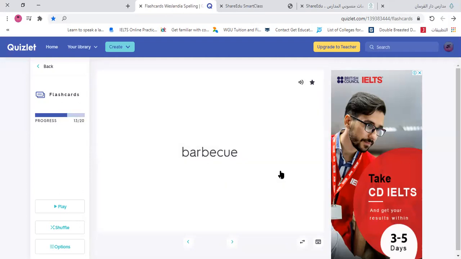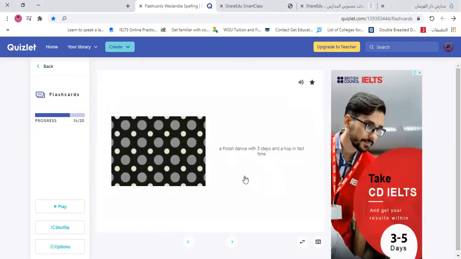What is barbecue? Who can tell me what it means? I know, Miss. Yes? When you cook stuff outside, when you cook the meat outside and you grill it outside, we call it barbecue. And the origin of this word comes from the Native Americans again. So the Native Americans gave us tomato and barbecue. Then we have polka.